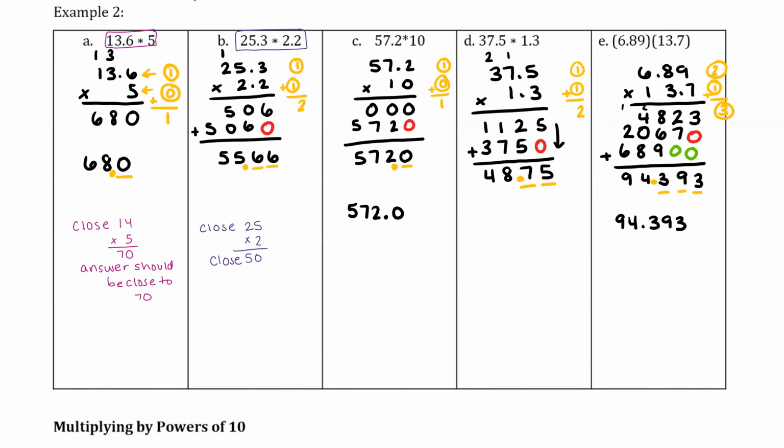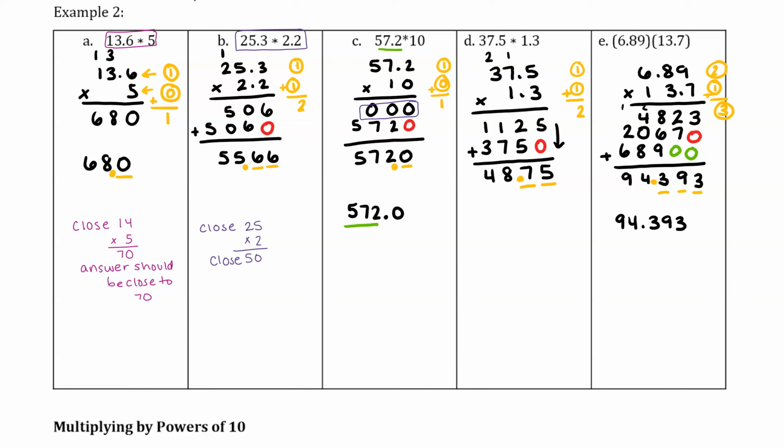Now, you might have noticed in part C here that we multiplied by a 10, and when we were doing our long multiplication, we had this row of 0 as a partial sum. And all that did was basically move the decimal of the factor. So the factor was 57.2, and I timed it by 10, and I got 572. So the decimal just moved over to the right.